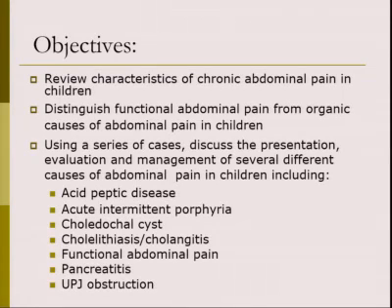I would like to tell you that the objectives are to review the characteristics of chronic abdominal pain, to distinguish functional from organic causes of abdominal pain, and using a series of cases, we'll talk about the evaluation and management of several different causes of abdominal pain, which are listed here, and include peptic ulcer disease, acute intermittent porphyria, choledochal cyst, cholelithiasis, functional abdominal pain, pancreatitis, and UPJ obstruction. Some of these you may see on the board, so it's important to just review these as well.